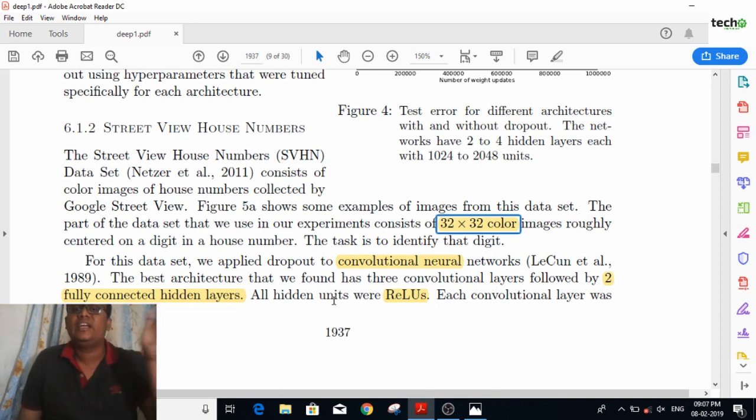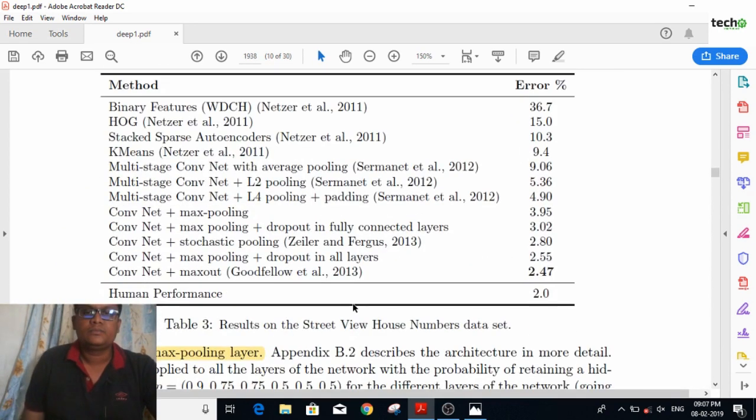So all hidden layers will be followed by ReLUs, and this is the error rate which has been obtained for them. Initially they used this function, and they came up with a final function called max pooling and dropout for all the layers. So it has achieved 2.55.